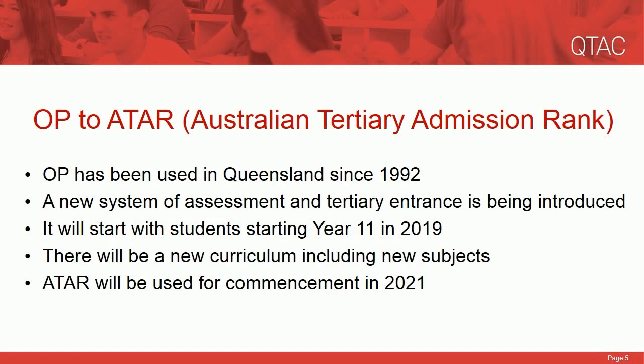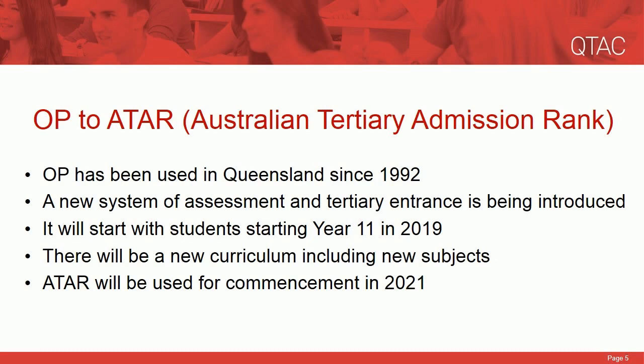So, what is this transition all about? Well, Queensland has been using the OP, or Overall Position System, since 1992. We are currently the only state or territory in Australia that uses the OP system to measure and rank Year 12 students. Queensland is switching to ATAR, the Australian Tertiary Admission Rank.